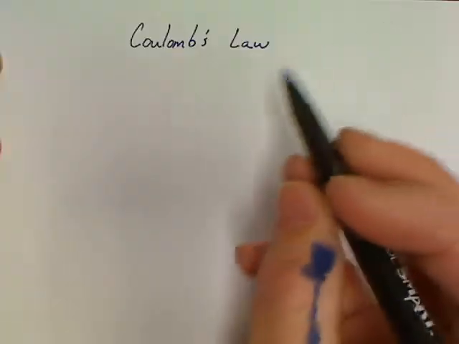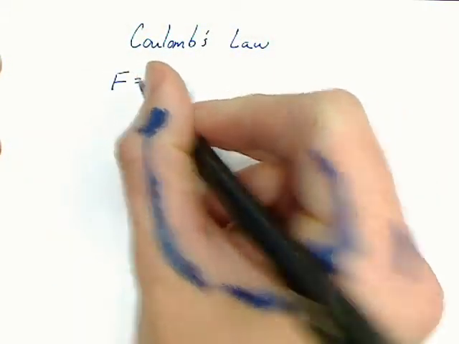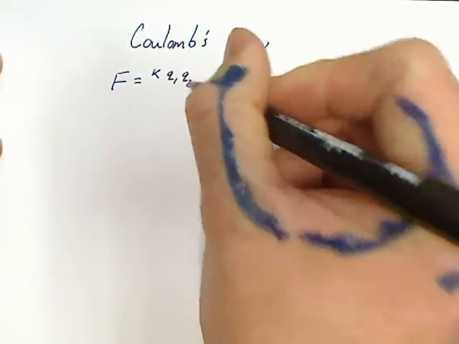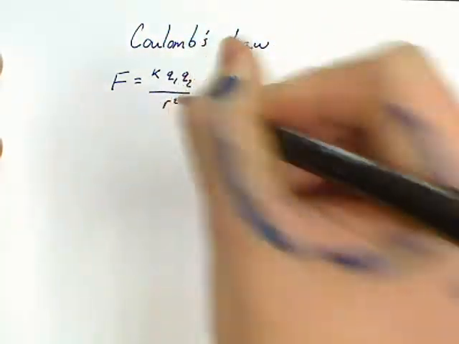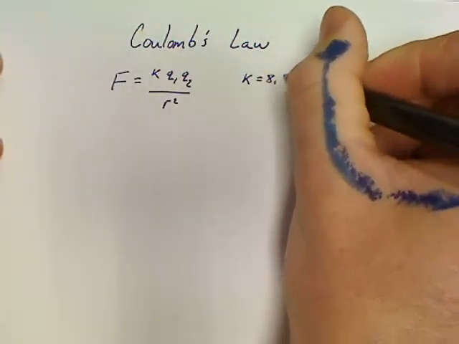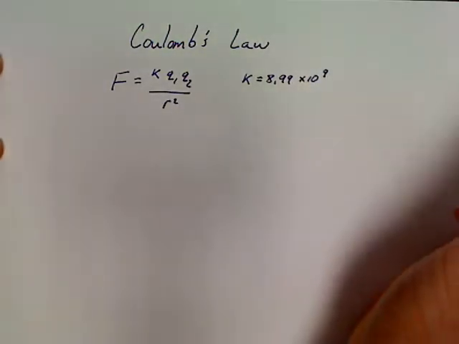So in this case, Coulomb's Law in an equation is F equals K Q1 Q2 over R squared, where K is given a value of 8.99 times 10 to the 9. Now, for the most part, AP is going to use 9 times 10 to the 9 for that, but I'm still using 8.99 times 10 to the 9.